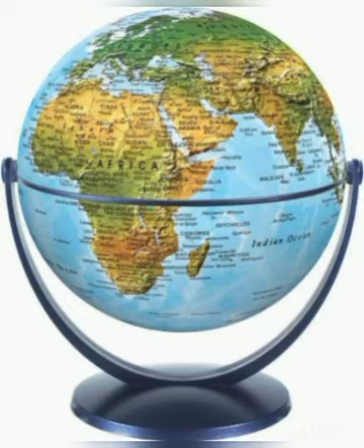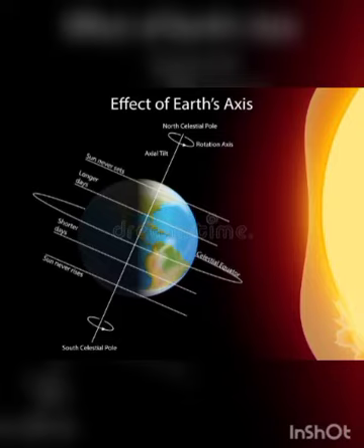What causes day and night? The rotation of the earth causes day and night. The question, what causes day and night, means the answer you need to write is: the rotation of the earth causes day and night. Is that clear? So this third point also you underline it.